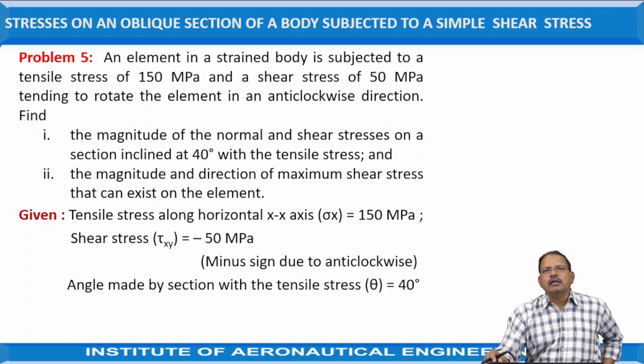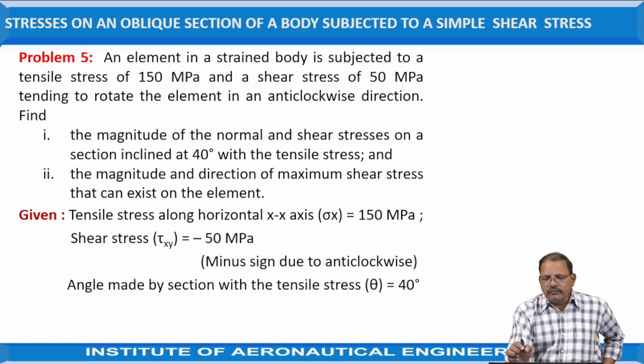Anti-clockwise direction means here the shear stress is a negative value. Find the magnitude of the normal and shear stress on a section inclined at 40 degrees with the tensile stress, and the magnitude and direction of maximum shear stress that can exist on the element.